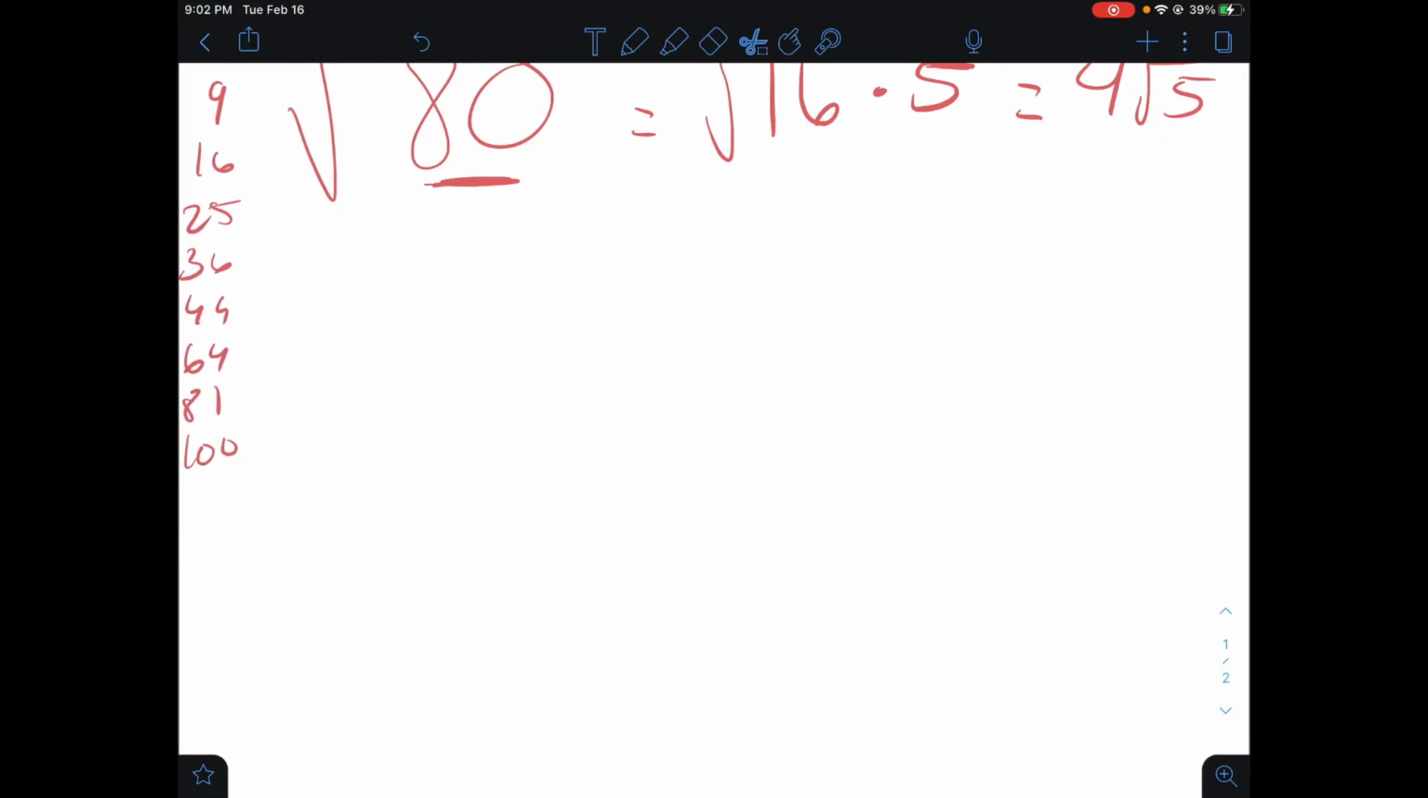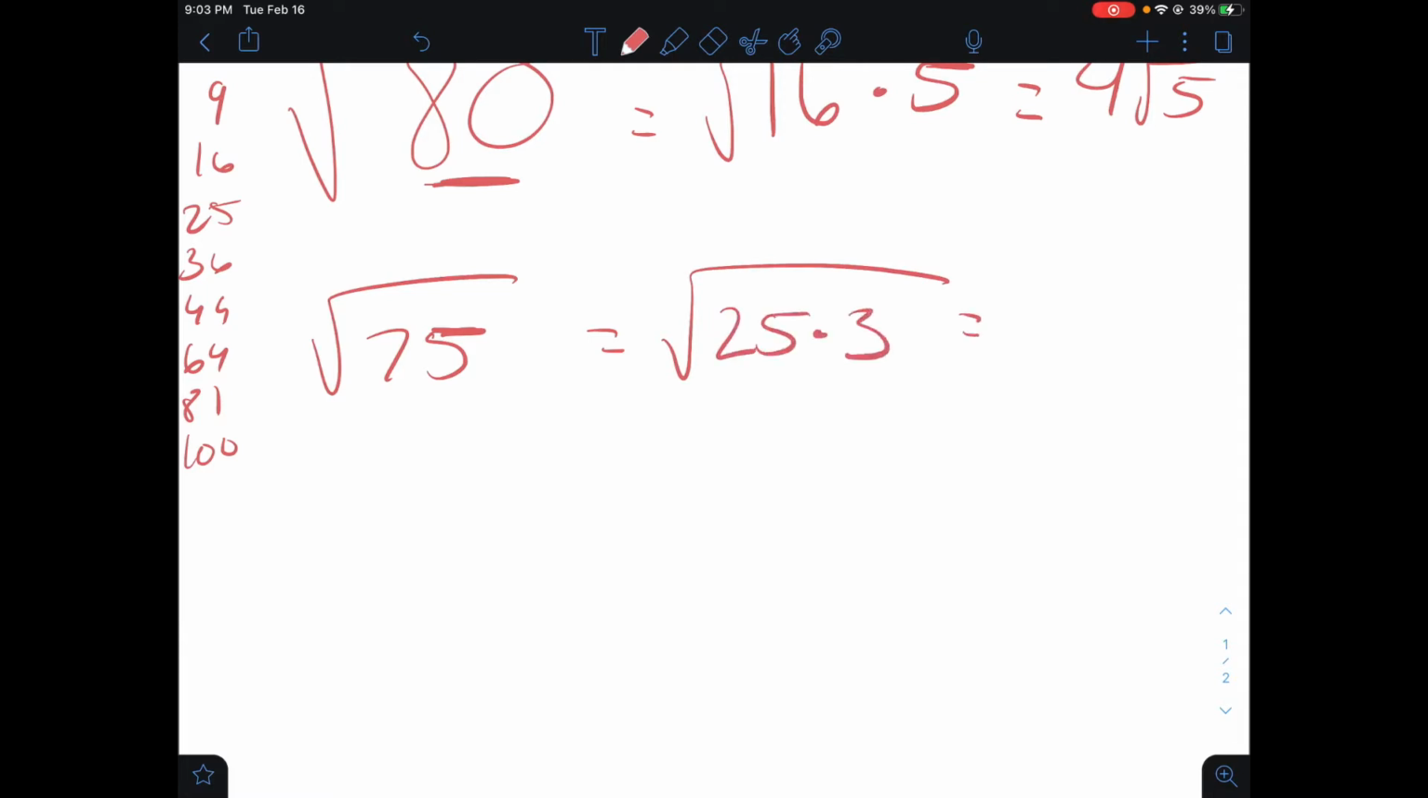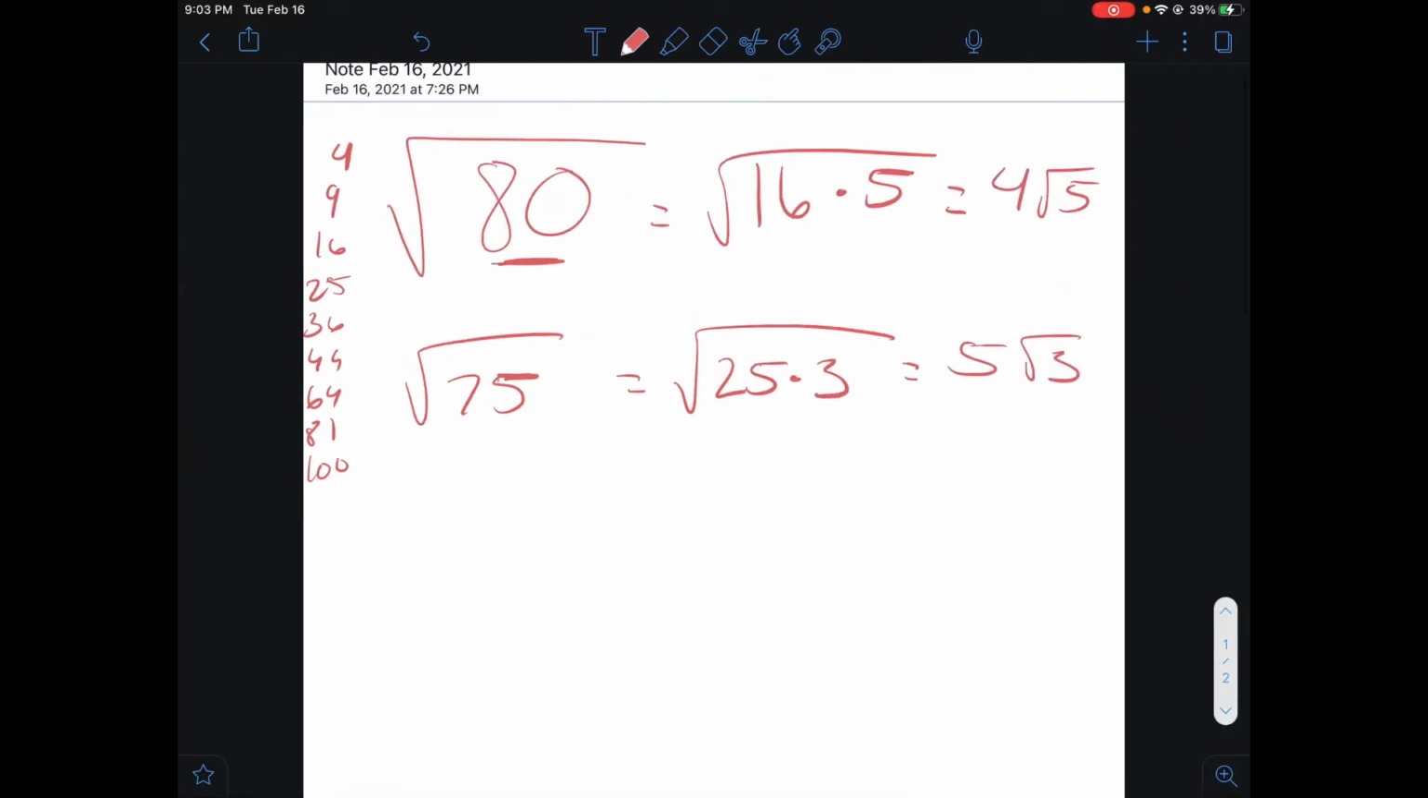Now let's try another one. What if I gave you something like root 75? Again, you want to make sure that you pick the highest perfect square that goes into 75. That's going to be 25 and 3. The square root of 25 is 5, so I would end up with 5 root 3.